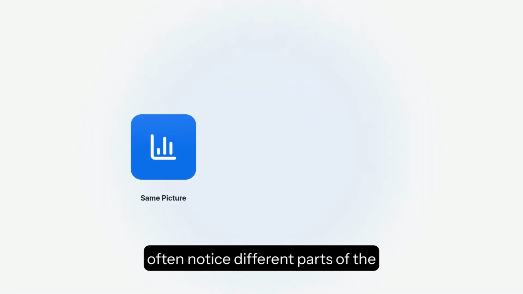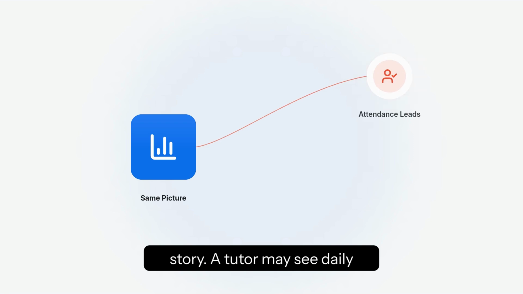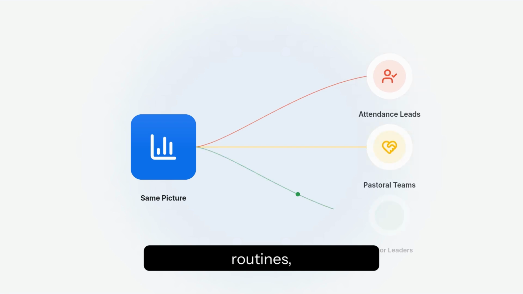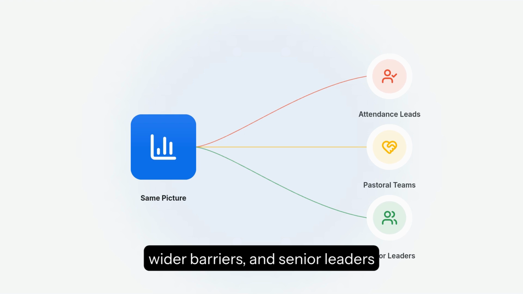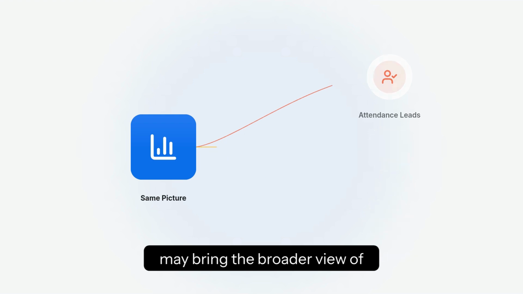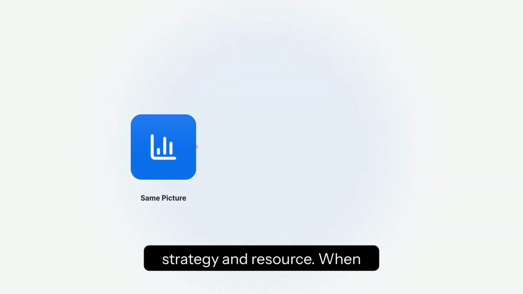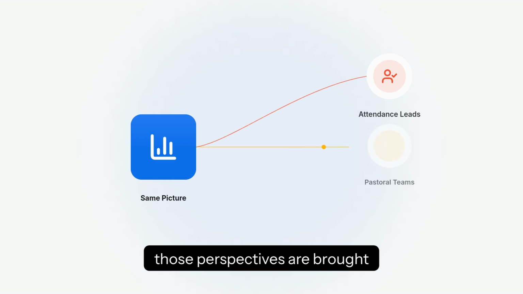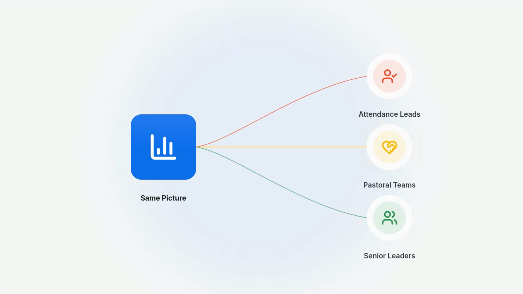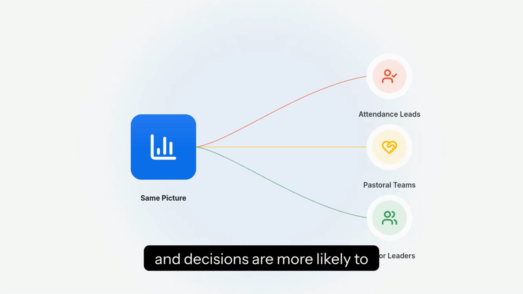Different staff roles often notice different parts of the story. A tutor may see daily routines, pastoral staff may understand wider barriers, and senior leaders may bring the broader view of strategy and resource. When those perspectives are brought together, interpretation becomes sharper and decisions are more likely to reflect the full picture around the pupil.